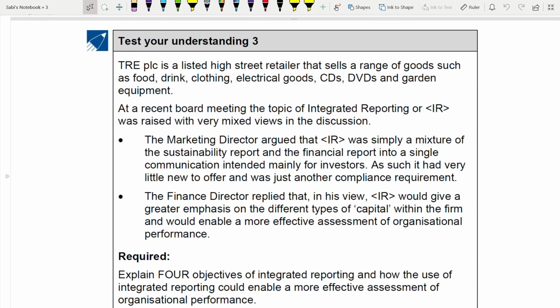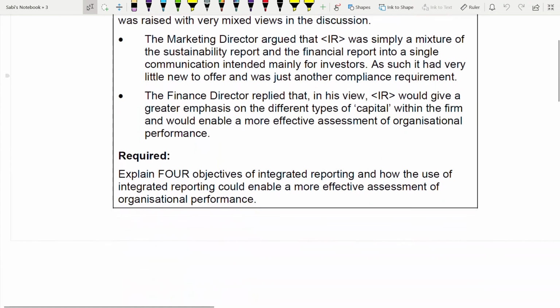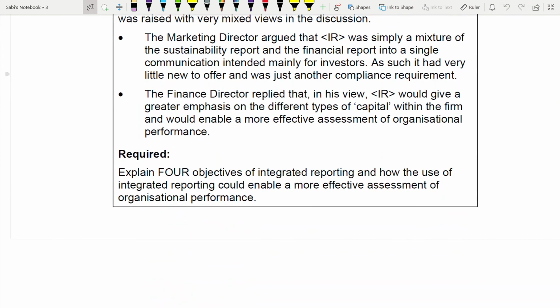Test Your Understanding 3. You are required to explain the 4 objectives of integrated reporting and how the use of integrated reporting could enable a more effective assessment of organizational performance. So there are 2 requirements: the 4 objectives, and how it could be more effective regarding organizational performance. Now let's read.